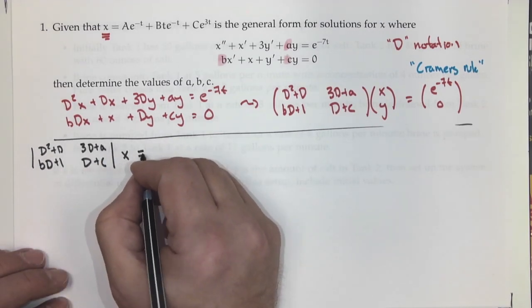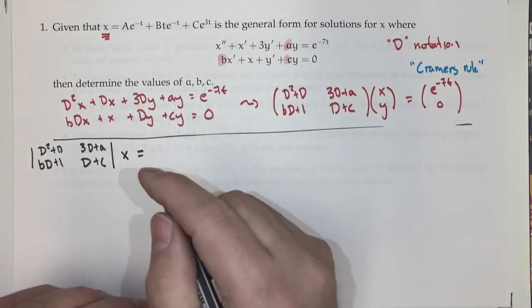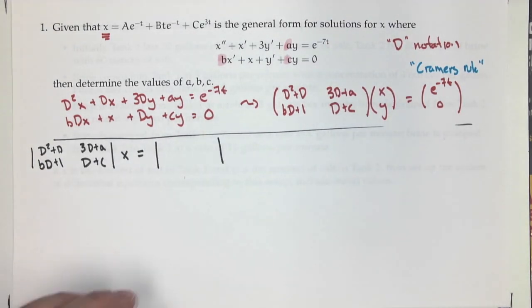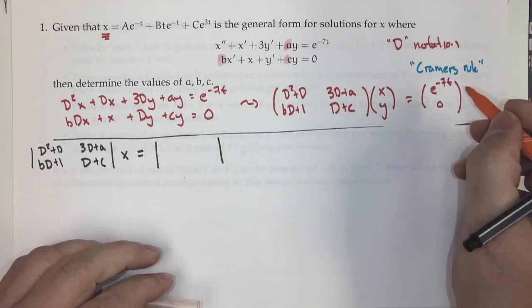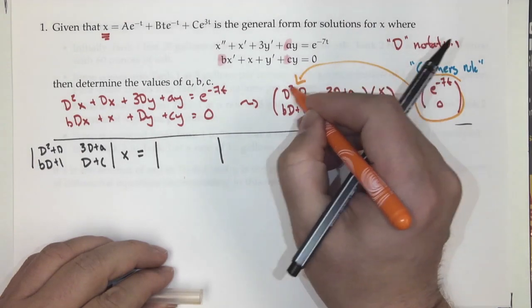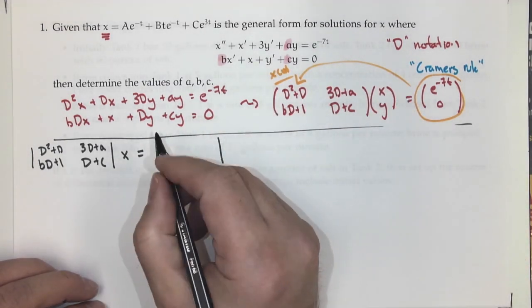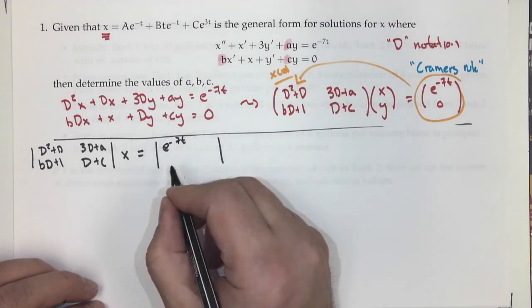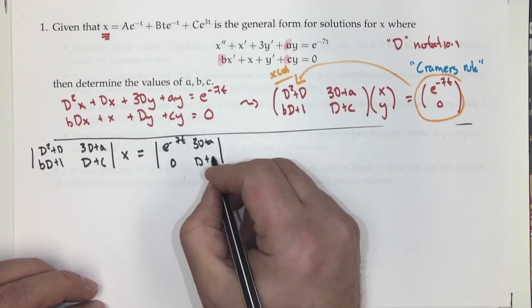Times x is equal to, and now Cramer's rule says, if I'm trying to solve for x, I'm again going to take this determinant, but now I'm going to modify it ever so slightly. The key is that this portion is going to go into the x column. The first column is the x column. And since I'm solving for x, I'm going to replace the x column by this right-hand side, e to the minus 7t, 0, 3D plus a, and D plus c.